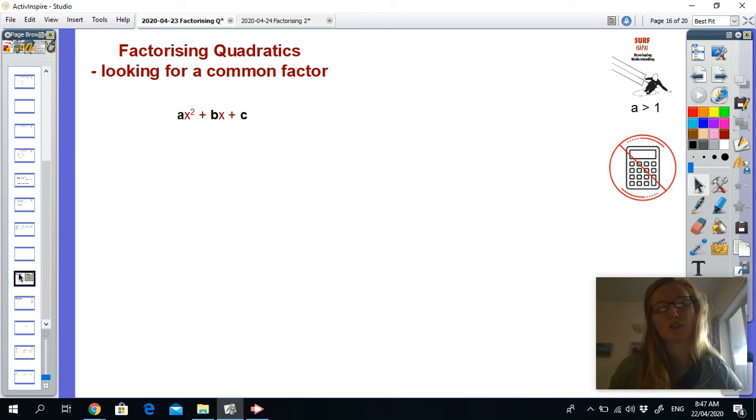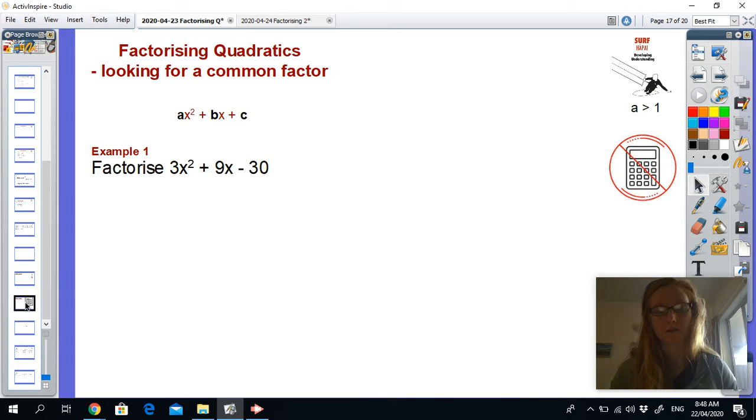Okay, so now we're going to look still on factorizing quadratics, but this time when our value of a, so our value in front of the x squared, is not 1. So this time where a is greater than 1. So if we take this example here, we can see that we're being asked to do exactly the same thing.